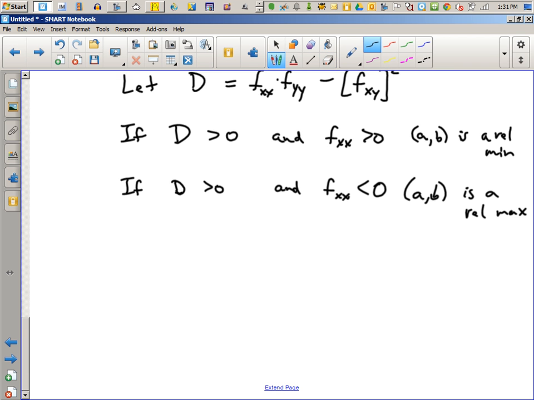There's another possibility, and that's that D comes out negative. Which probably means it's a neither. Well, what kinds of neithers do we have in two-dimensional world? We don't really have inflection points anymore. Think about it. We don't have inflection points anymore, do we? We have saddle points.